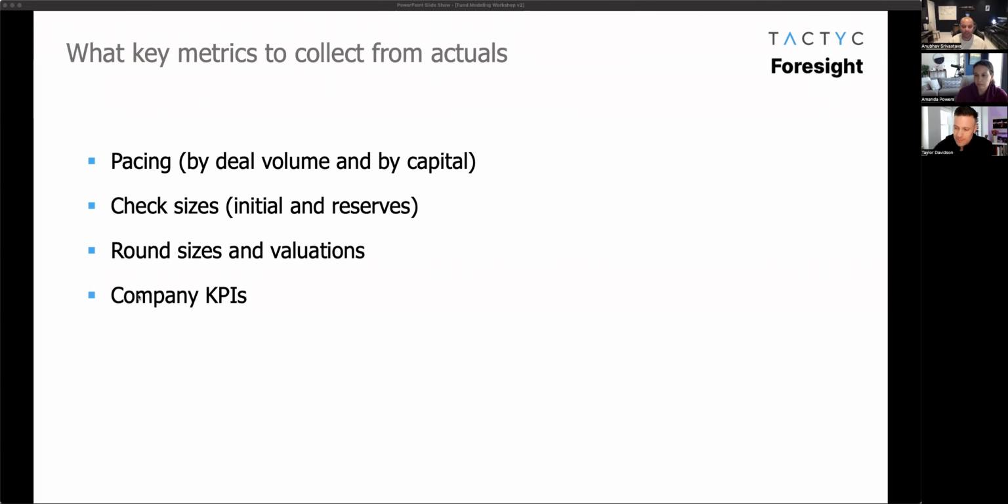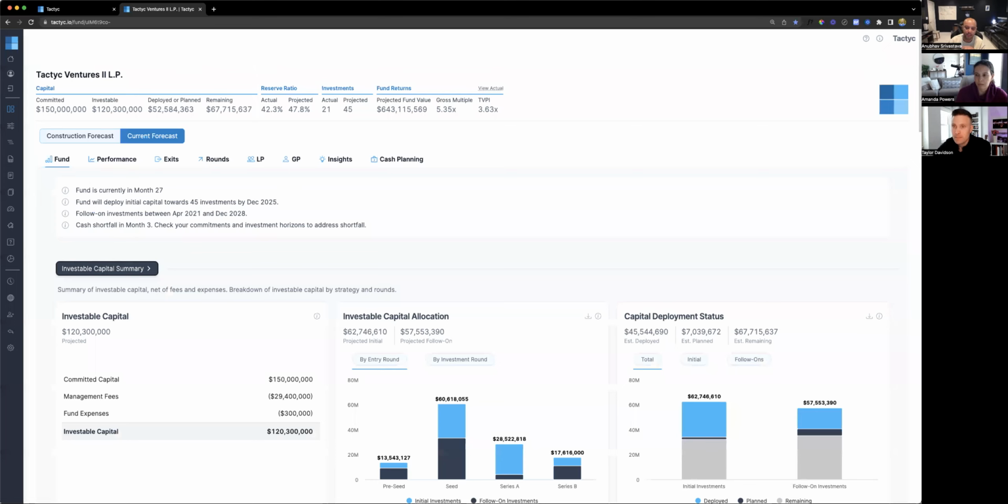And so think of things in terms of what exactly is a controllable. That should be a model input, and output should be let where the chips fall and let the model say what it does. So this is actually an area I might just take a very quick snapshot of Tactyc to kind of show what this looks like in terms of the different metrics that we're talking about.